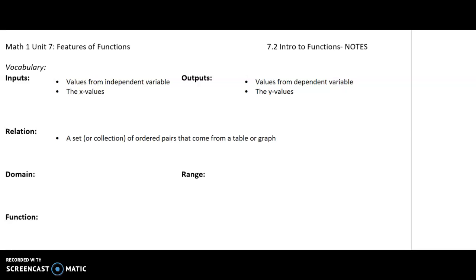Next vocabulary word, domain, is a set of all inputs or x values of a relation, while the range is a set of all outputs or y values of a relation. So again, a range is the set of all outputs or y values of a relation.